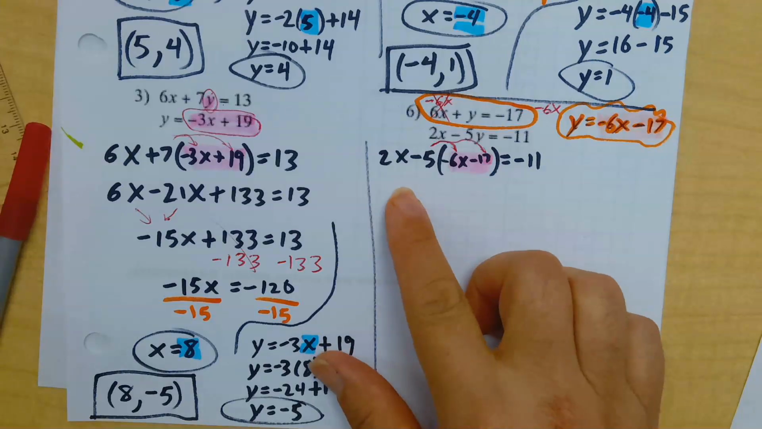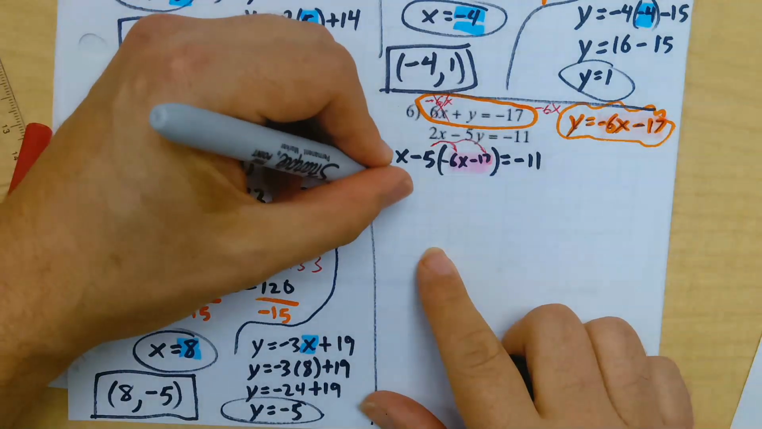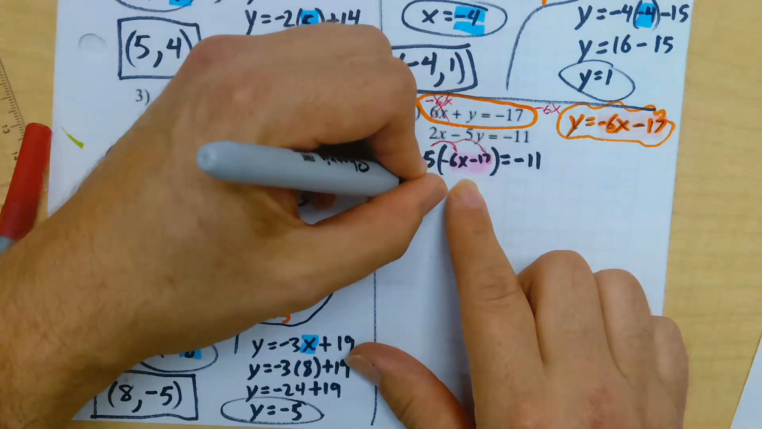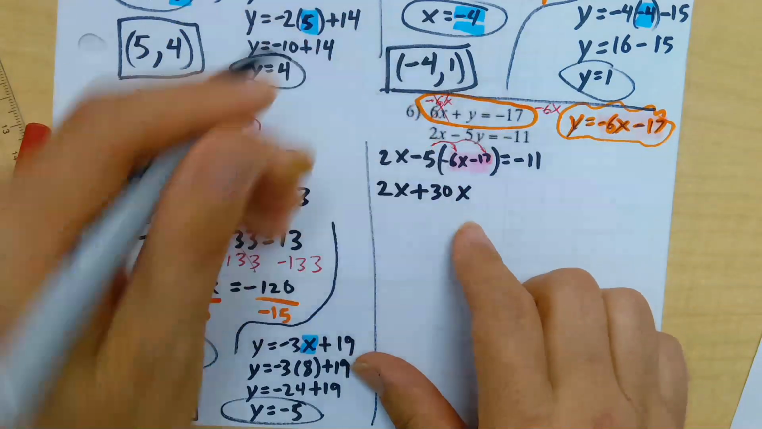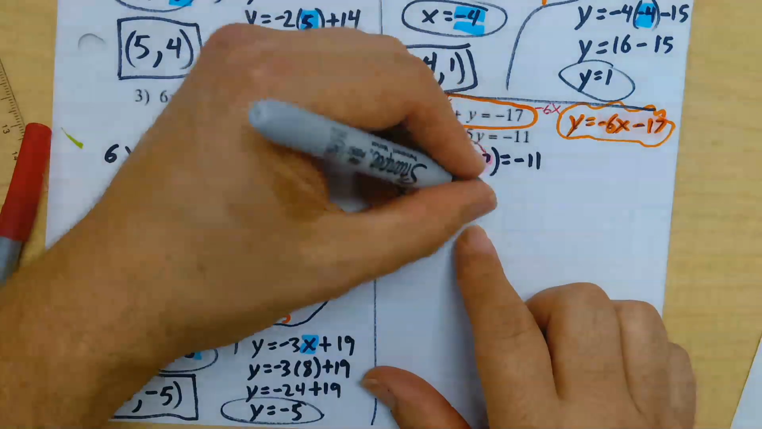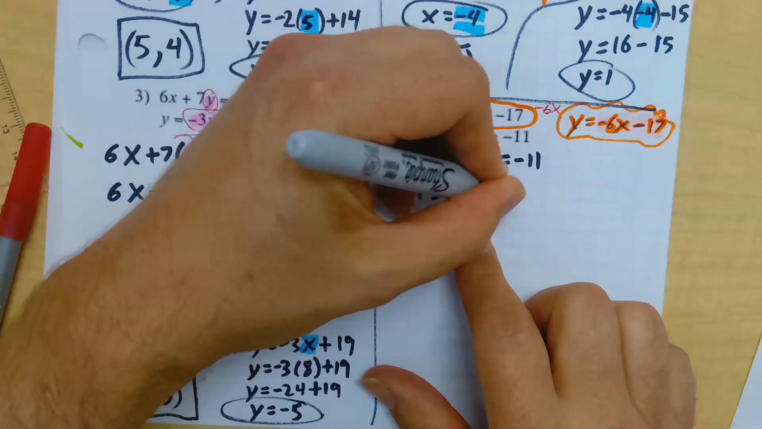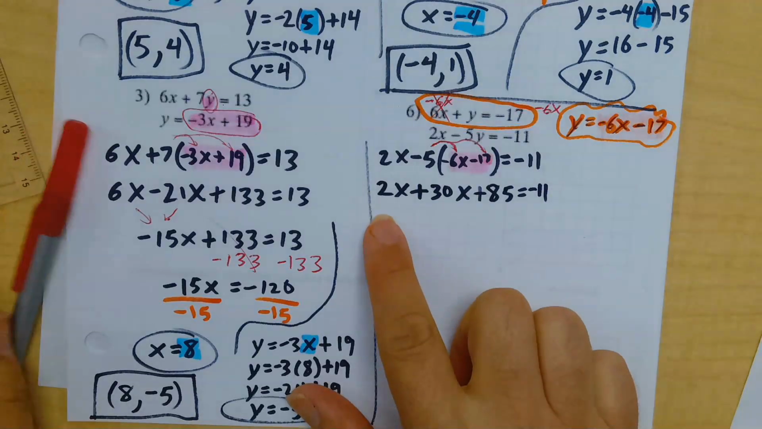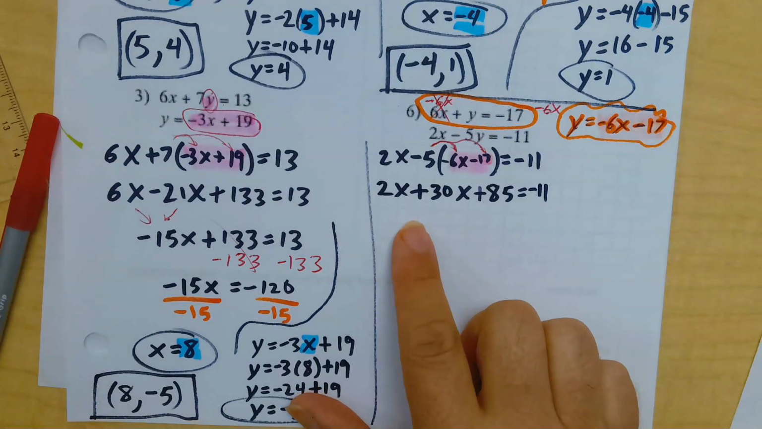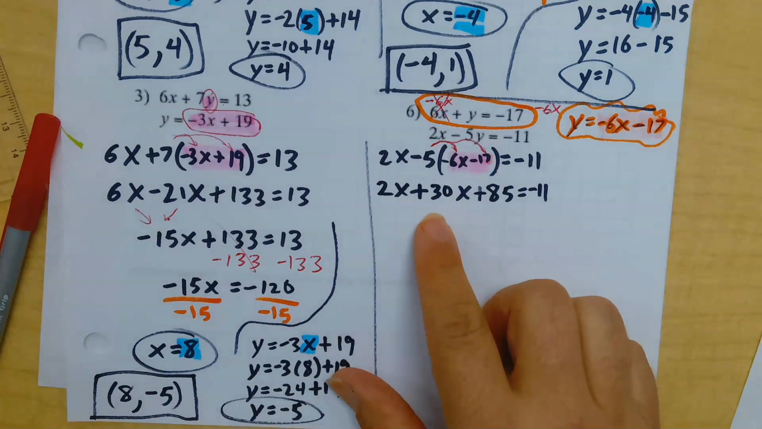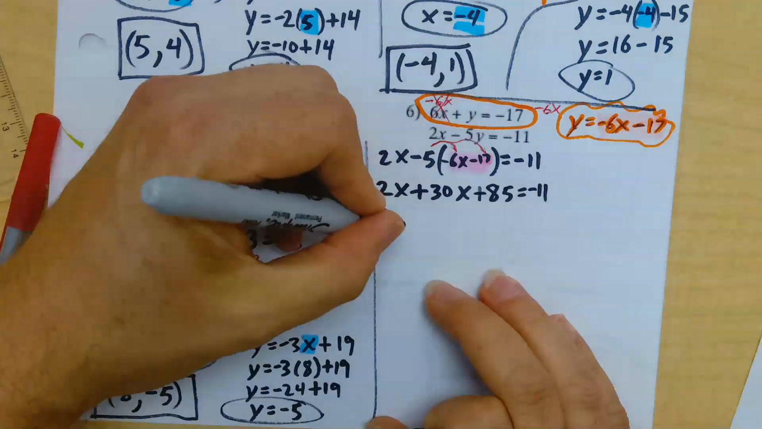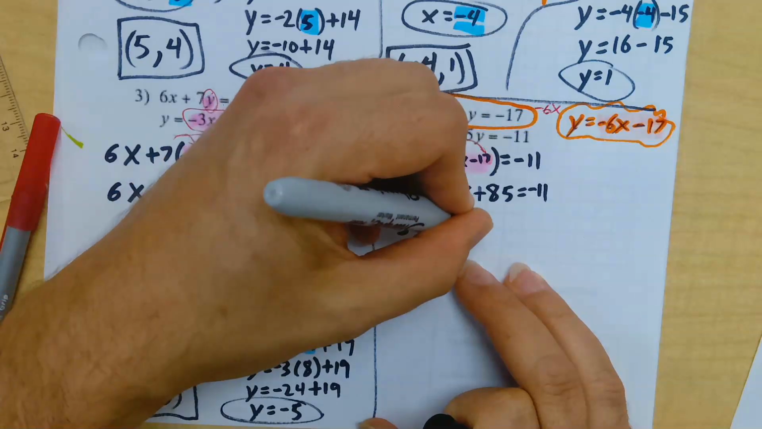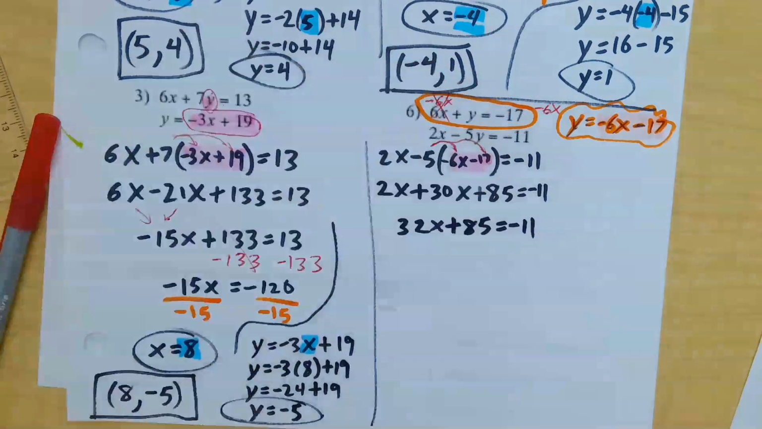So then I end up with 2x, and negative 5 times negative 6x is going to give me plus 30x, and negative 5 times negative 17 is going to give me plus 85 equals negative 11. All right? Okay, and then 2x and 30x together, that's going to give me 32x plus 85 equals negative 11.